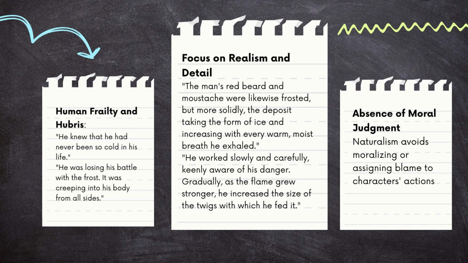Second last point is the absence of moral judgment. Naturalism avoids moralizing and assigning blame to characters' actions. The man's tragic fate is not depicted as a consequence of his moral failing, but rather as a result of his inability to contend with the forces of nature. The absence of moral judgment aligned with the naturalistic belief in the deterministic nature of human existence.